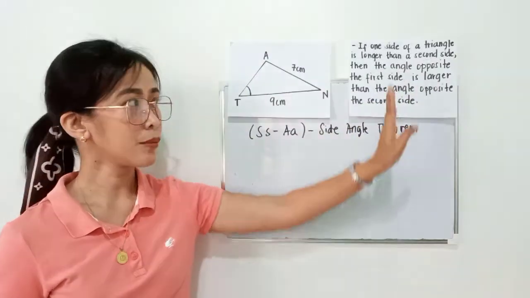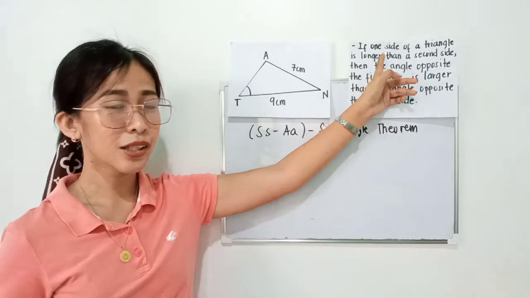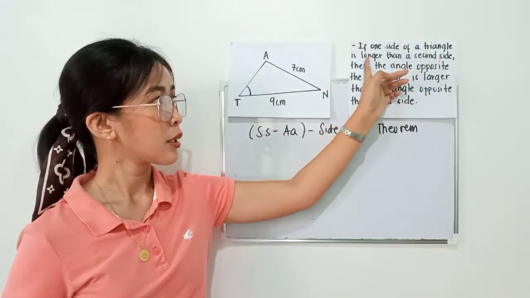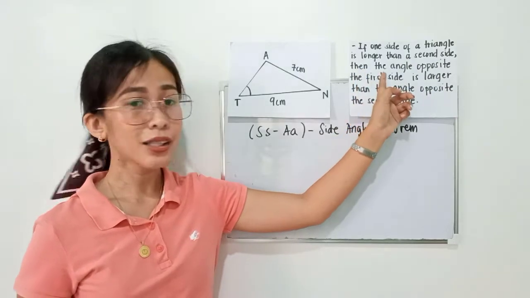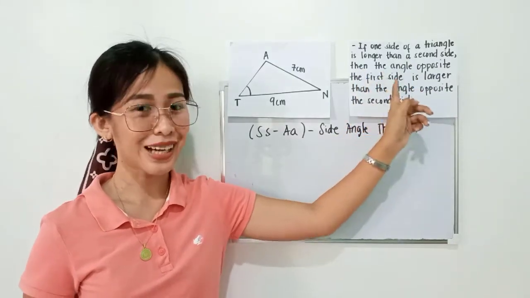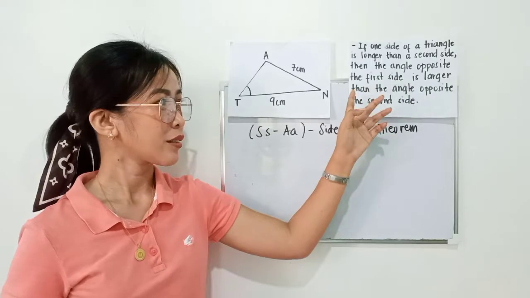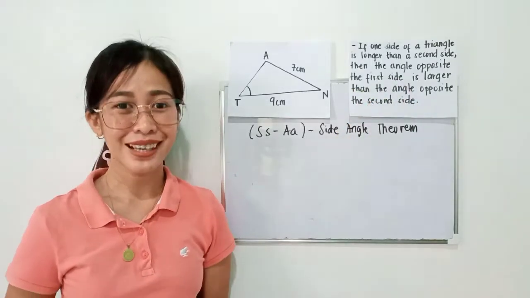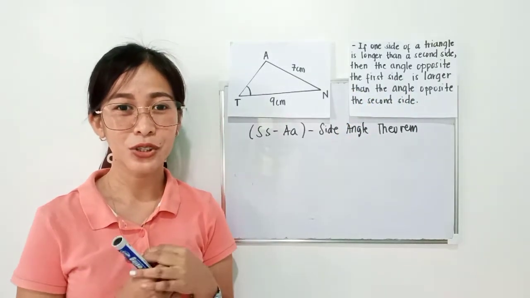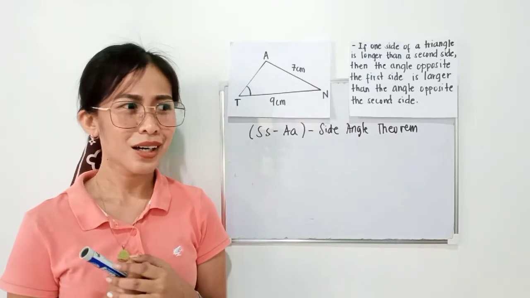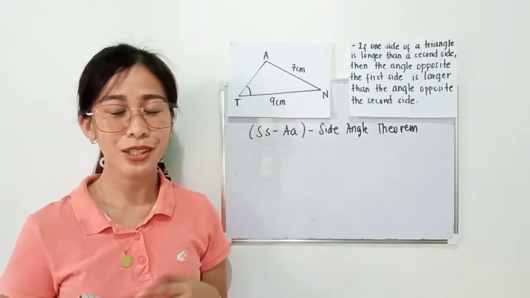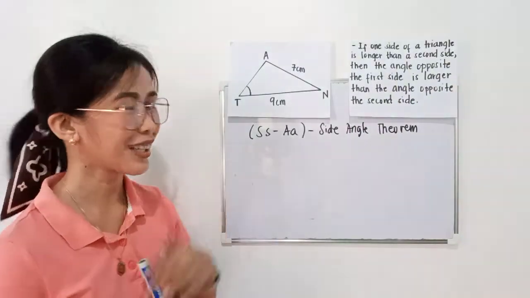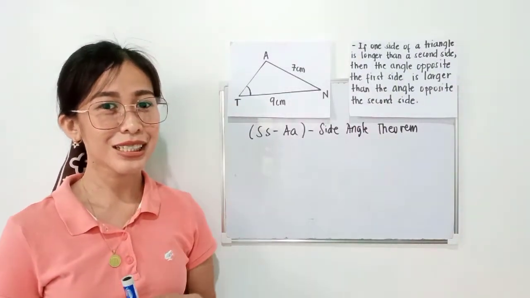Side angle theorem: if one side of a triangle is longer than a second side, then the angle opposite the first side is larger than the angle opposite the second side. Okay, that's a bit confusing, so don't think about it too much yet. Let's not complicate our lives too much here. It's really that easy, okay?